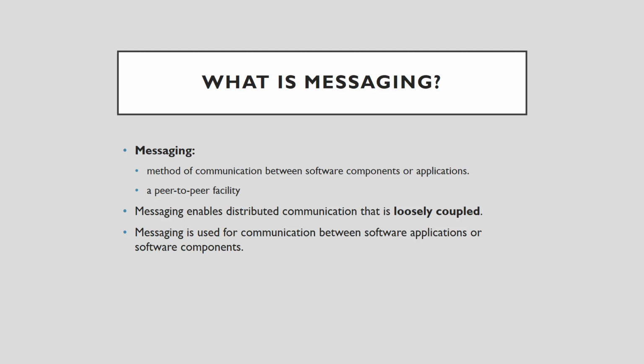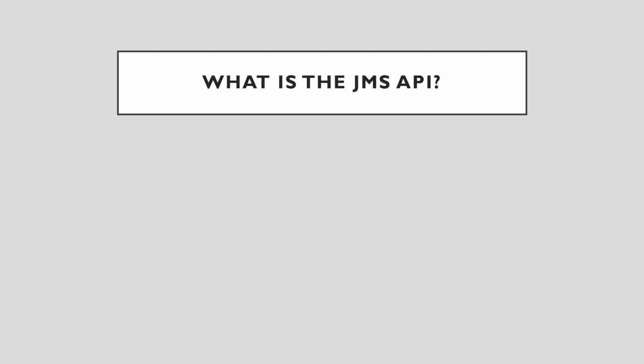In this respect, messaging differs from tightly coupled technologies such as remote method invocation, or RMI, which require an application to know a remote application's methods. Messaging also differs from electronic mail, or email, which is a method of communication between people or between software applications and people. Messaging is used for communication between software applications or software components.